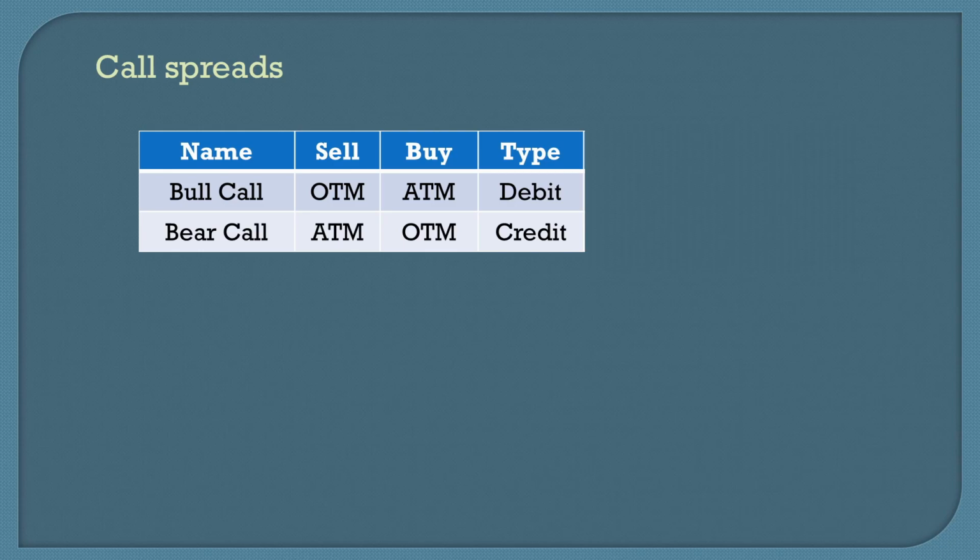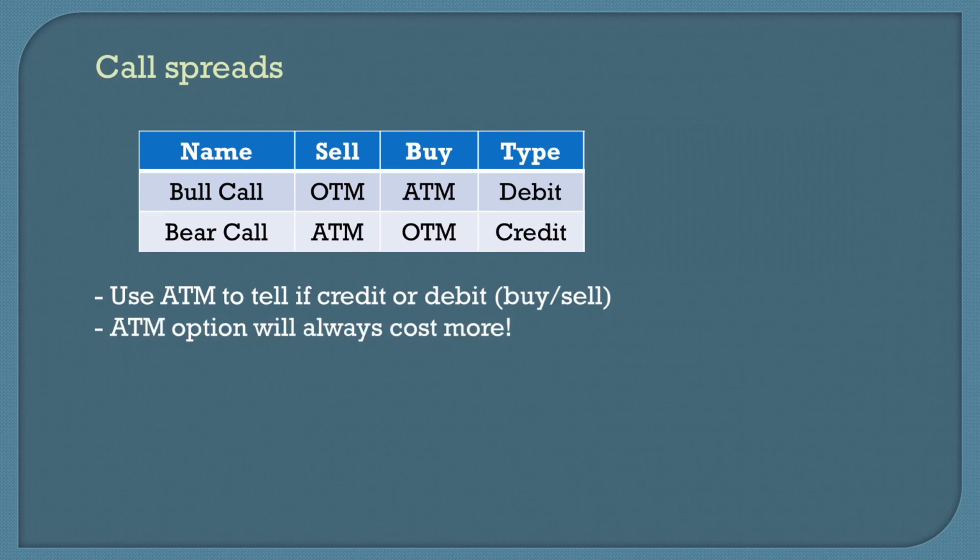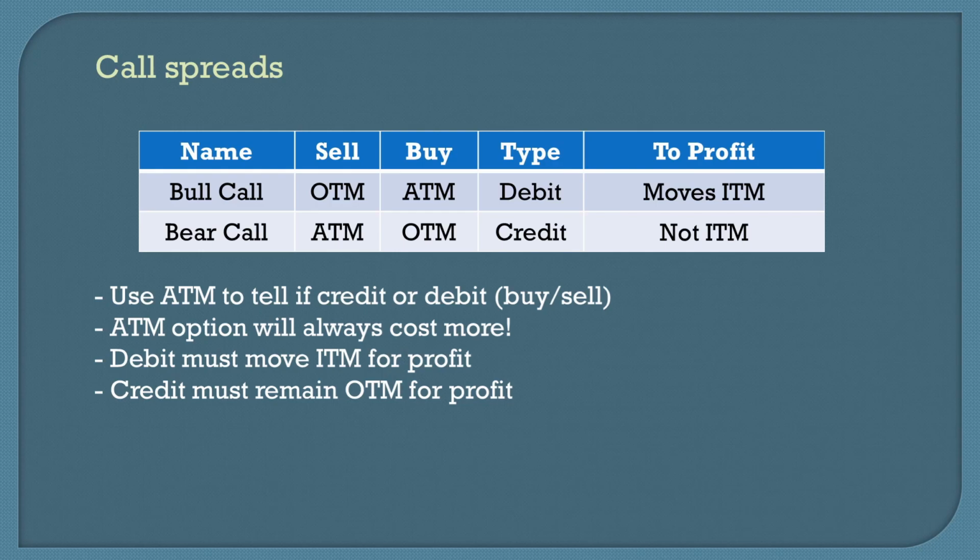An easy way to identify if a spread is a credit or debit spread is to see what you do with the at-the-money option. The at-the-money option will always cost more than the out-of-the-money option. For a debit spread to be profitable, it has to be in the money, whereas for a credit spread to be profitable, it must not be in the money. For vertical spreads, they always have a max profit and loss amount. This won't change regardless of how much the stock moves up or moves down.